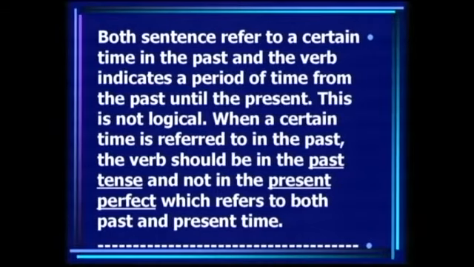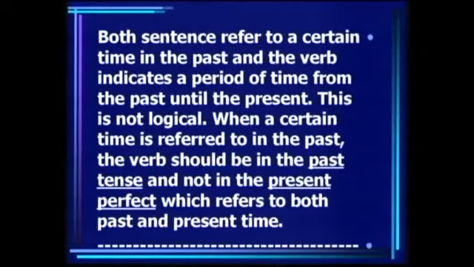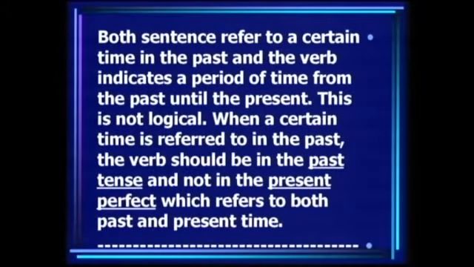طيب both sentences refer to a certain time in the past اللي هو every time I went abroad، والتانية كانت ايه افكركم on January the 25th. And the verb indicates a period of time from the past until the present. ده الفعل اللي مستعمل عندي اللي هو present perfect. This is not logical. When a certain time is referred to in the past إذا حددت وقت معين في الماضي, the verb should be in the past tense and not in the present perfect, which refers to both past and present time.